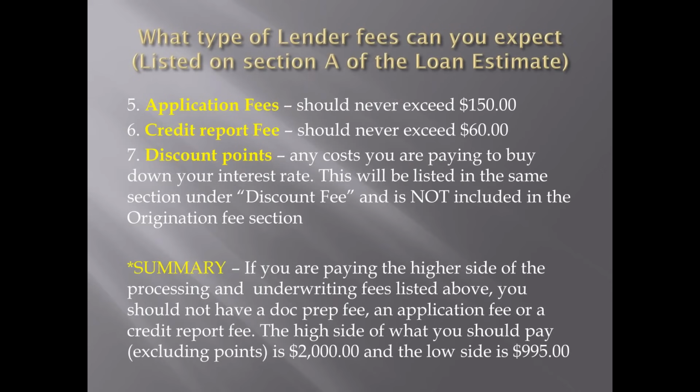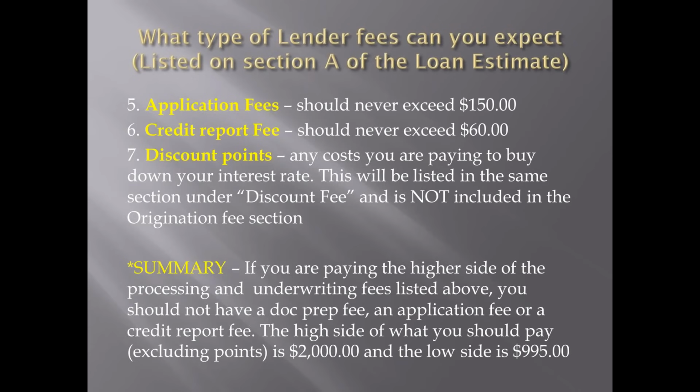Discount points refer to any cost that you are paying to buy down your interest rate. Why do you need to know this? Discount points are different from origination points because origination points, like I said, are the lender charging you extra money that he's going to put directly in his pocket. Bona fide discount points have a separate section. You are literally paying that money to get a lower interest rate, and the branch and the loan officer are not compensated off of that.